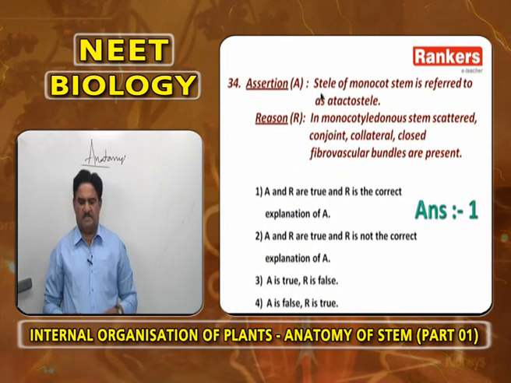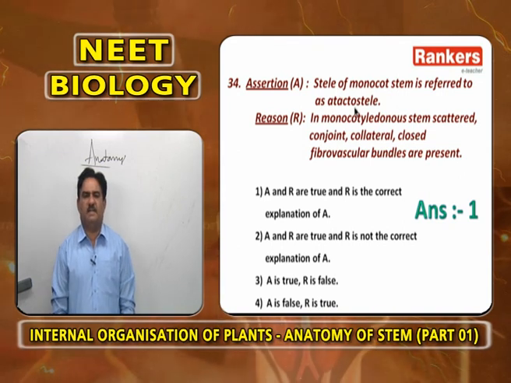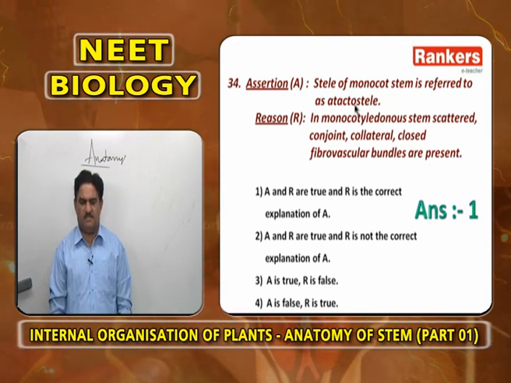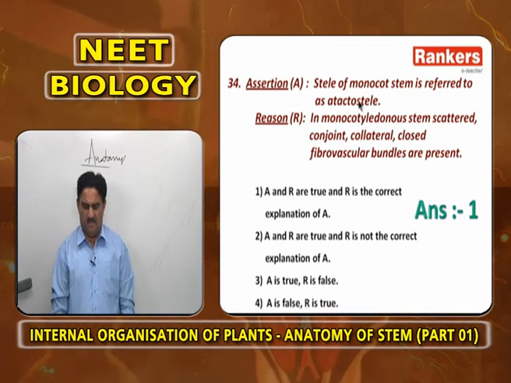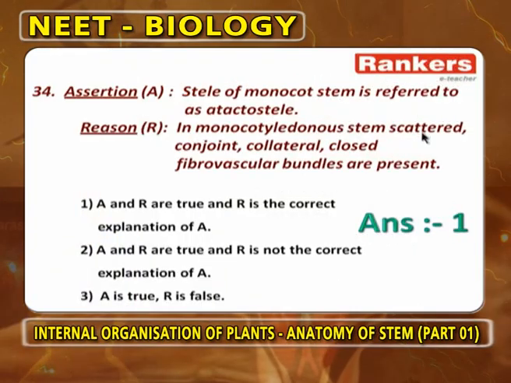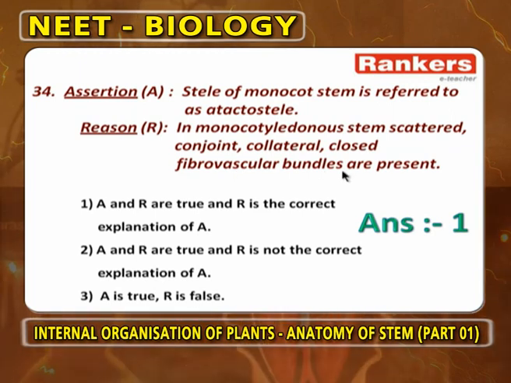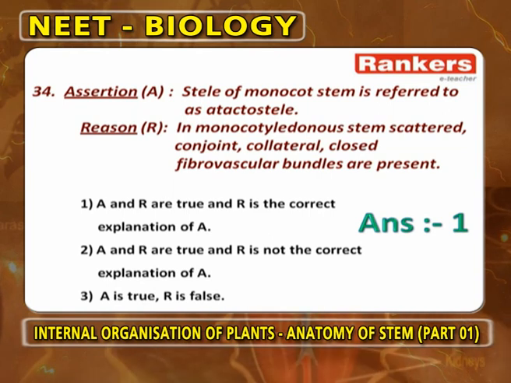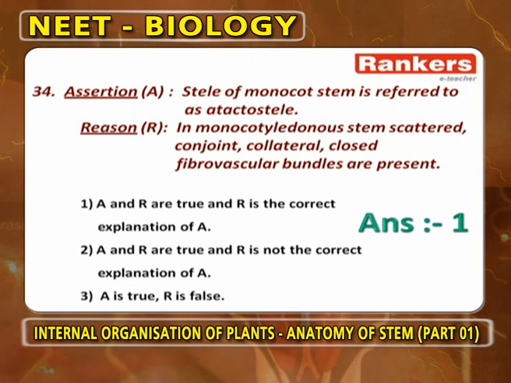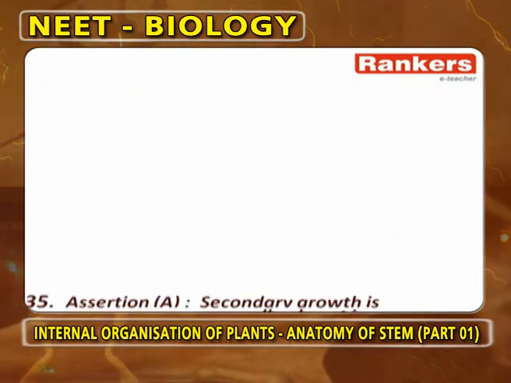Another assertion reasoning. Stele of monocot stem is referred as atactostele. Correct. In monocotyledonous stem, scattered conjoint collateral closed fibrovascular bundles are present. Because of the presence of scattered conjoint, collateral, closed fibrovascular bundles only, the stele of monocot stem is called atactostele. So, for this also the answer is A and R are correct. R is the correct explanation of A, first option.